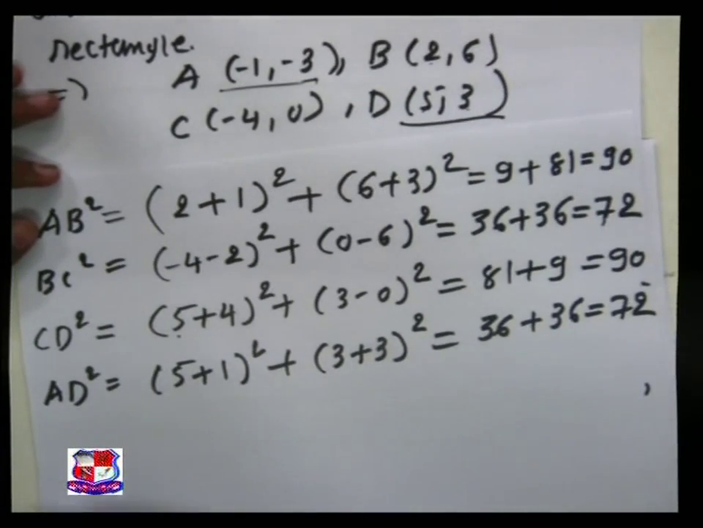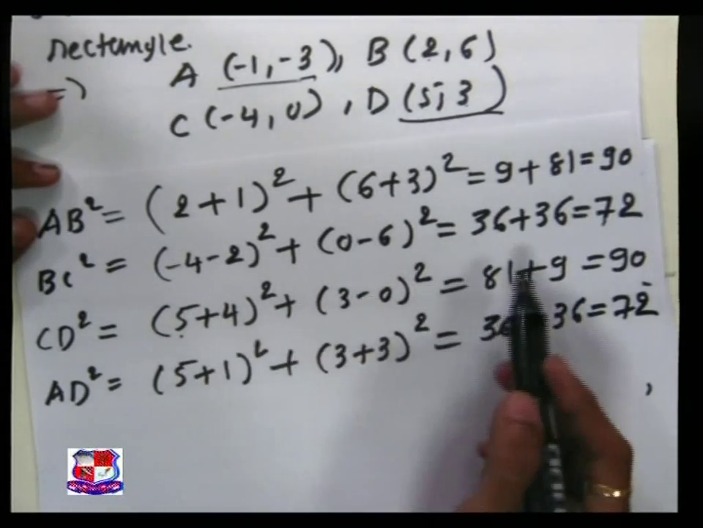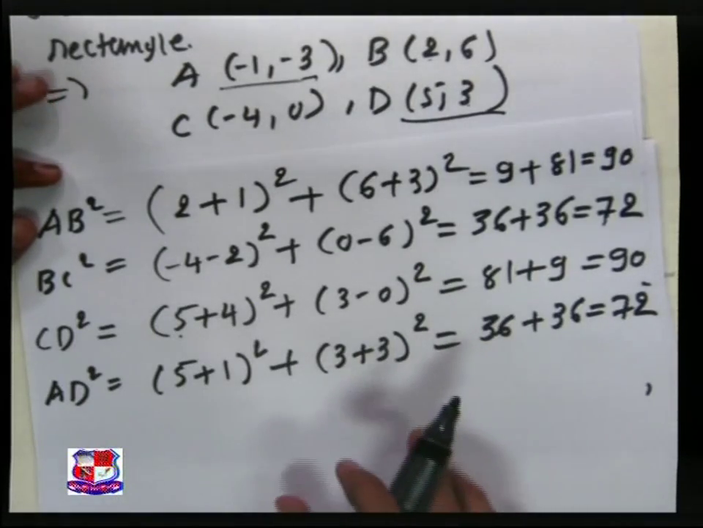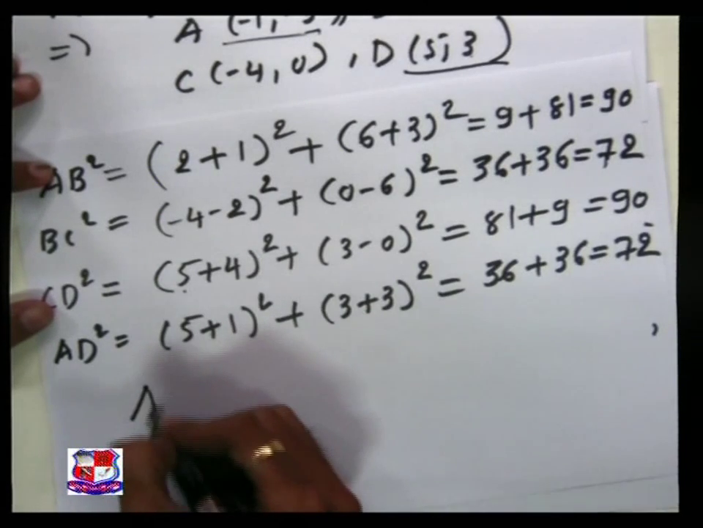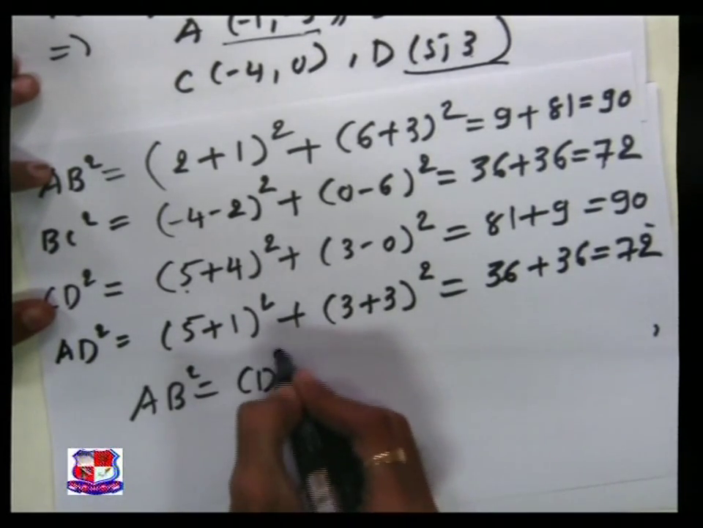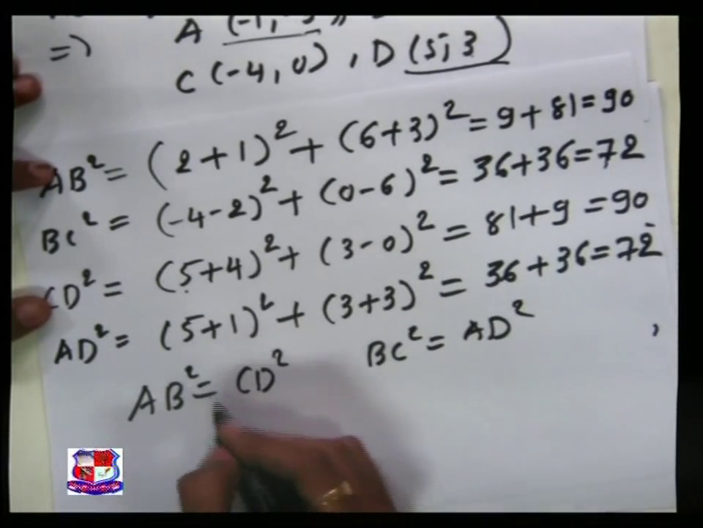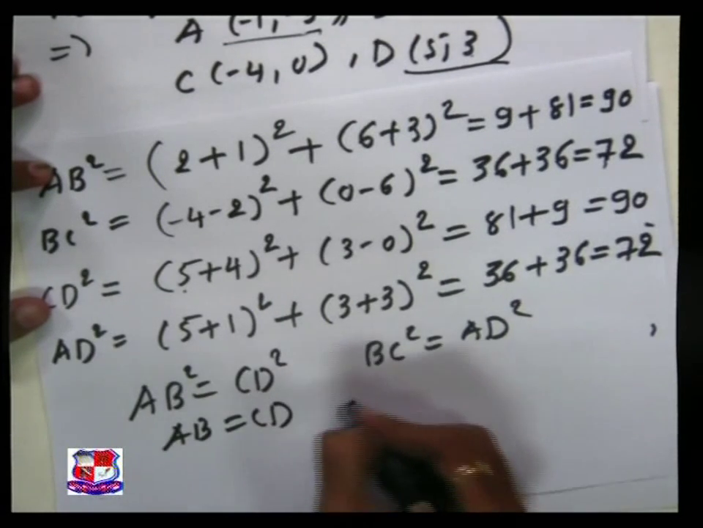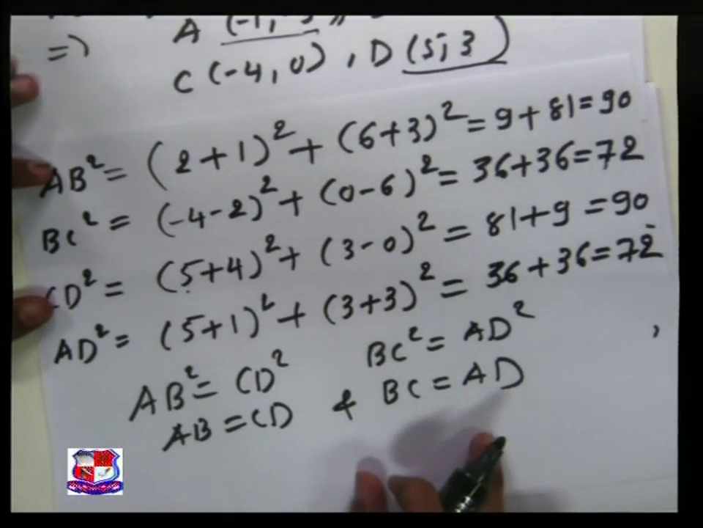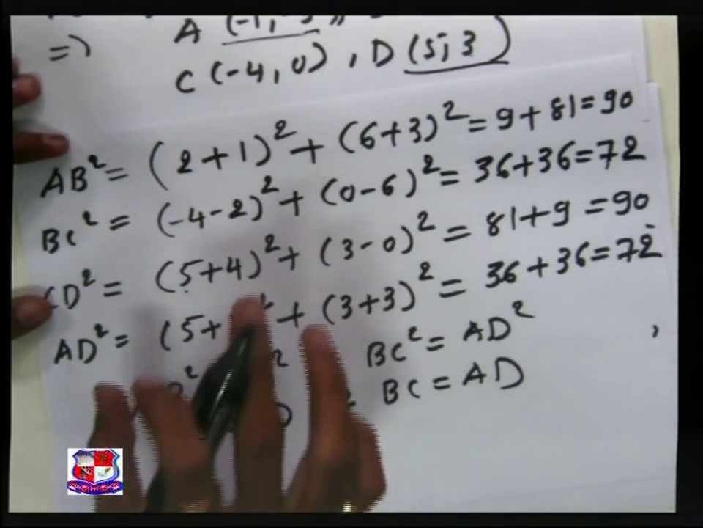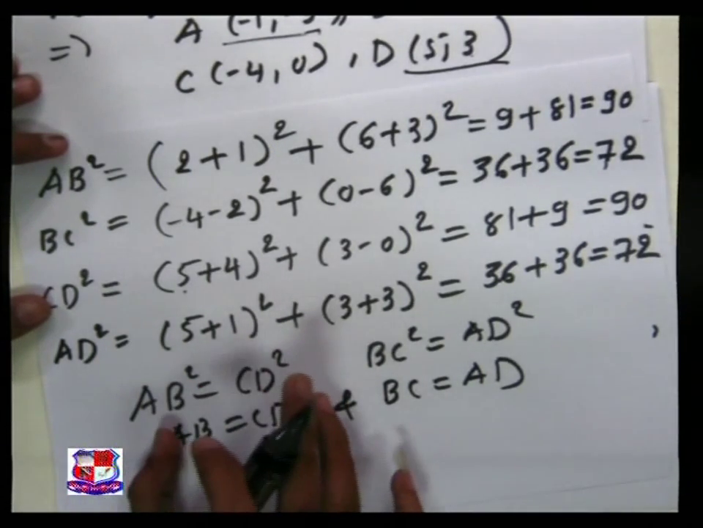So here AB square is equal to 90, BC square is equal to 72, CD square is equal to 90 and AD square is equal to 72. So here we get that AB square is equal to CD square and BC square is equal to AD square. So that means AB is equal to CD and BC is equal to AD. So opposite sides are equal, but here we need to prove that these are the vertices of a rectangle.